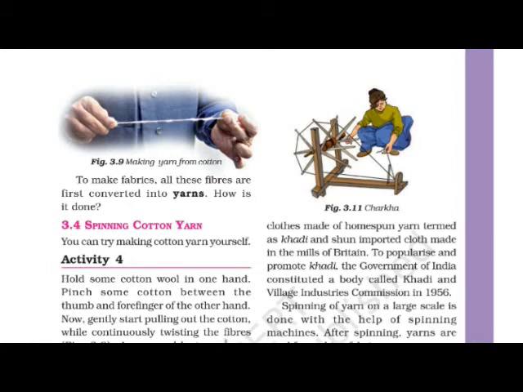Session number 3 of lesson number 3, fiber to fabric. In previous sessions, we have seen variety in fabrics, what is meant by fiber, types of fibers such as natural fiber, synthetic fiber, and also we have seen their examples.